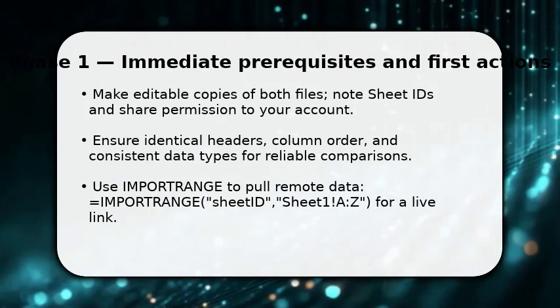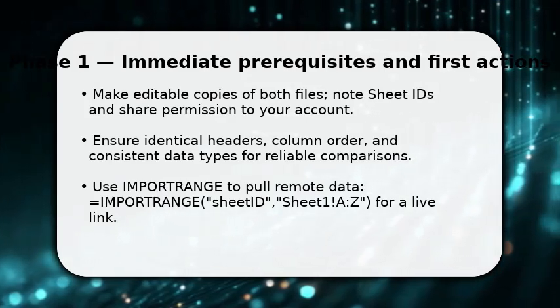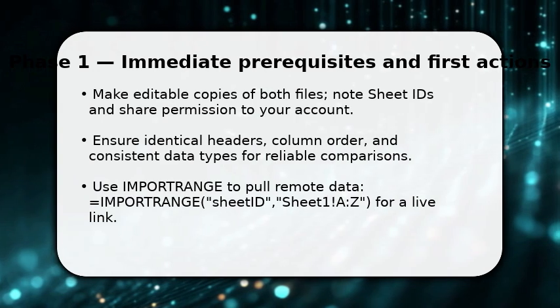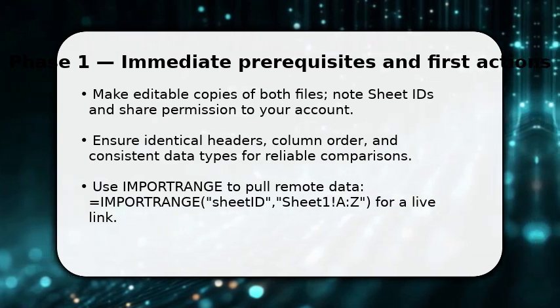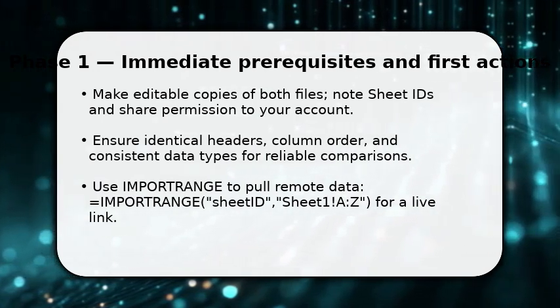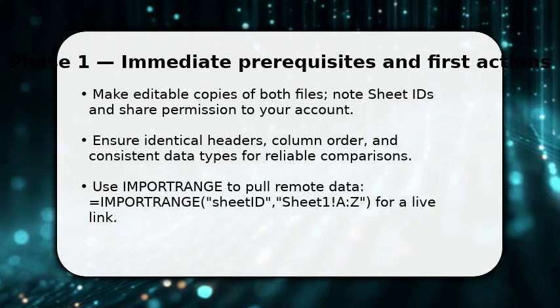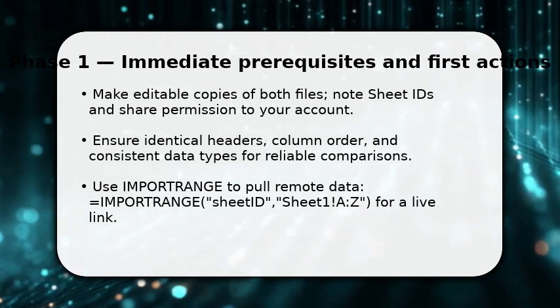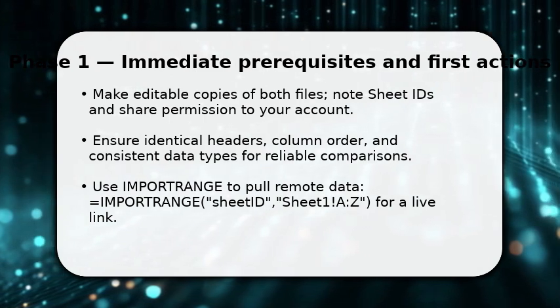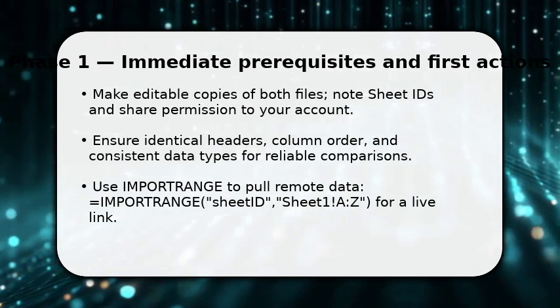You start by preparing both files and connecting them: make editable copies and open the target sheet. Once done, copy the source sheet ID and grant permission using IMPORTRANGE. In a new tab, paste =IMPORTRANGE, source ID, Sheet1!A:Z, and allow access. This gives you a live, synced range.